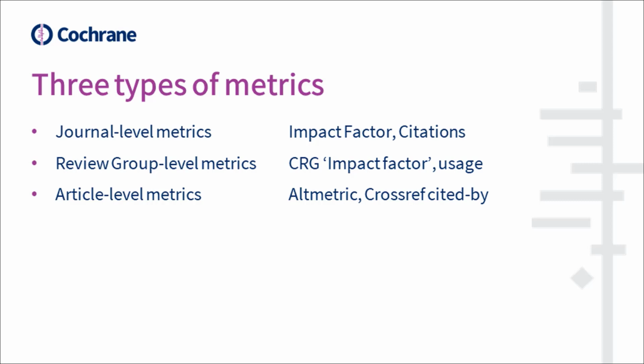You can also think of Cochrane review groups' output as mini journals, so we will look at what metrics information is available at that level. And finally, there are article level metrics, which, as the name suggests, consider the impact and attention of a particular citation version of a Cochrane review. Altmetric is an example of an article level metric.